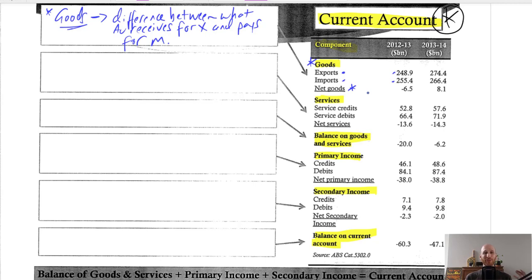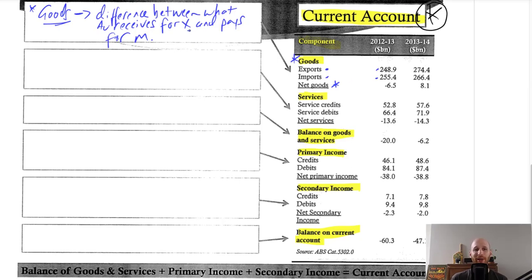Is Australia receiving more money coming in, or is it paying more going out in terms of those imports? And remember, in talking about these particular exports and imports, our focus is on physical goods. It's not in services, because that would come up in services. Our next section here is all about services, right?